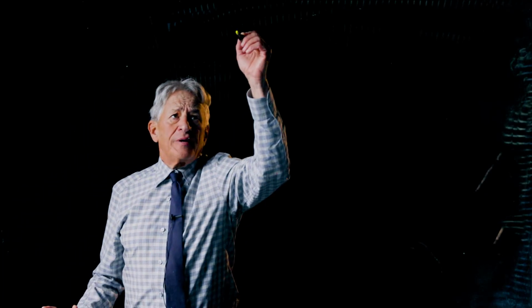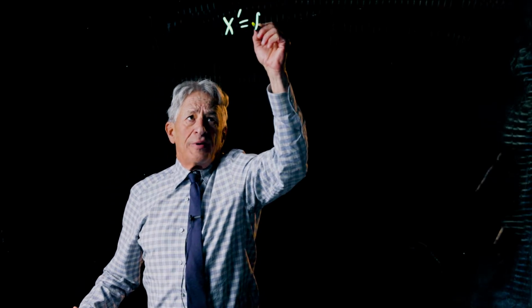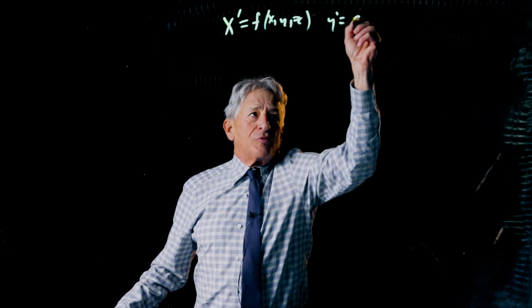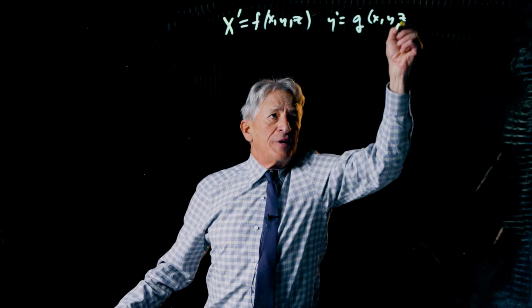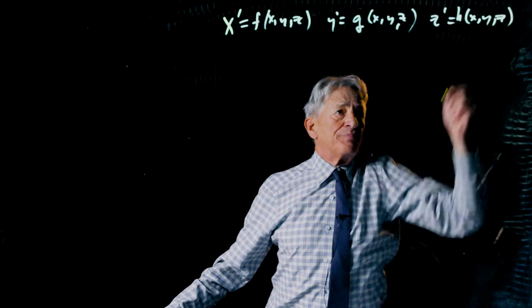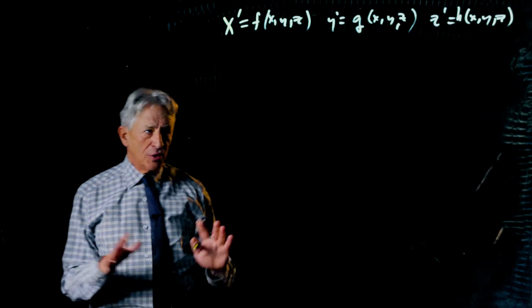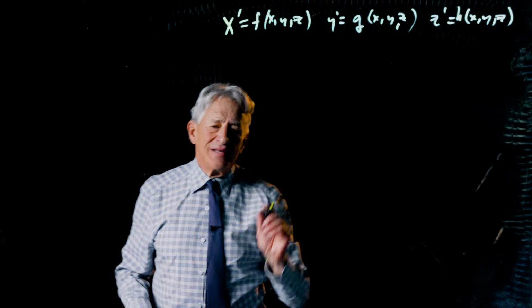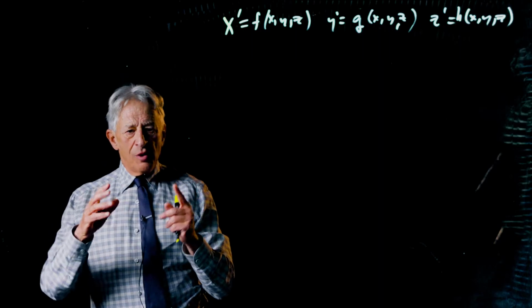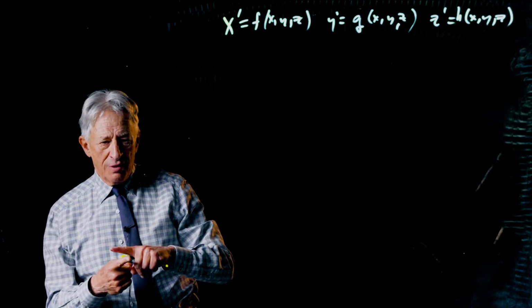What about 3D? What about n dimensions? Well, let's think for a second about 3D. So we have x prime equals f of x, y, z. Y prime equals g of x, y, z. And z prime equals h of x, y, z. What is that going to look like in 3D? And the answer is the principle of mix and match works.